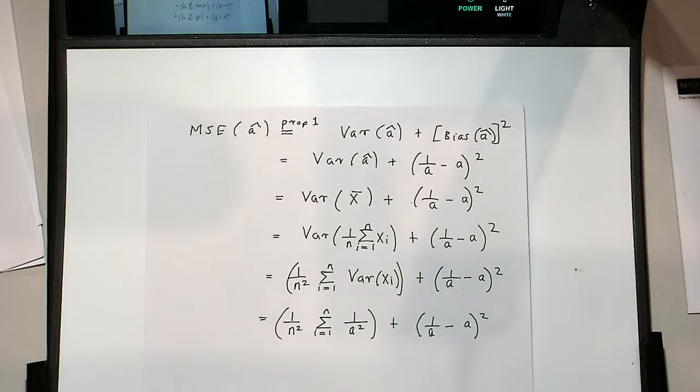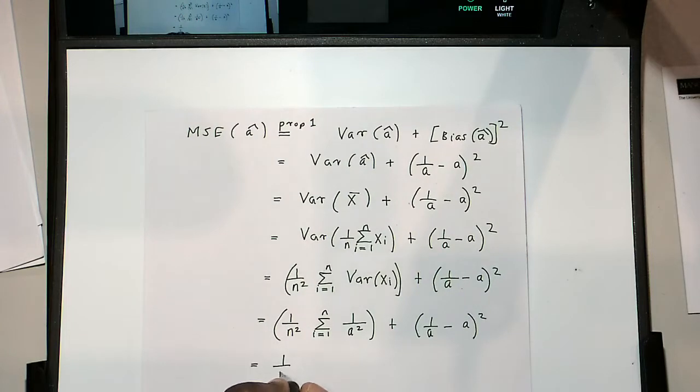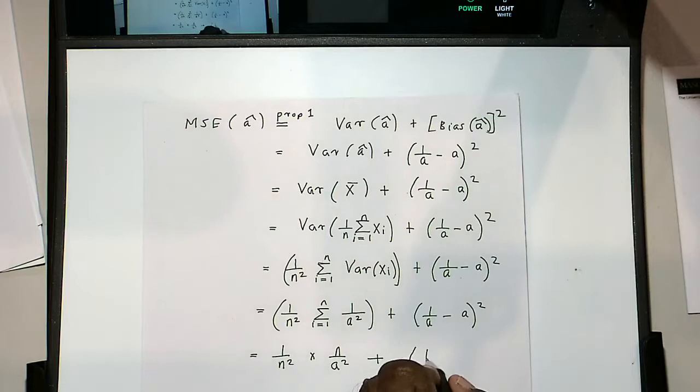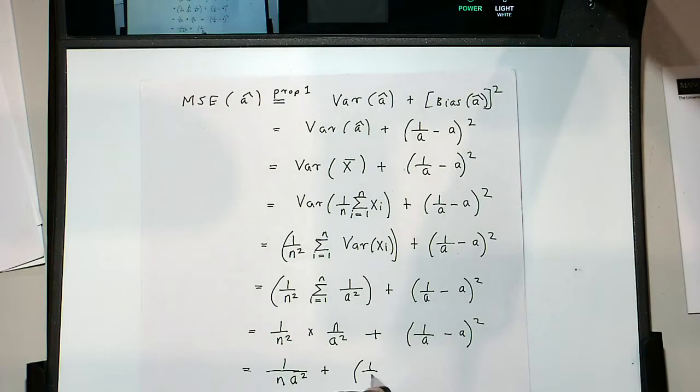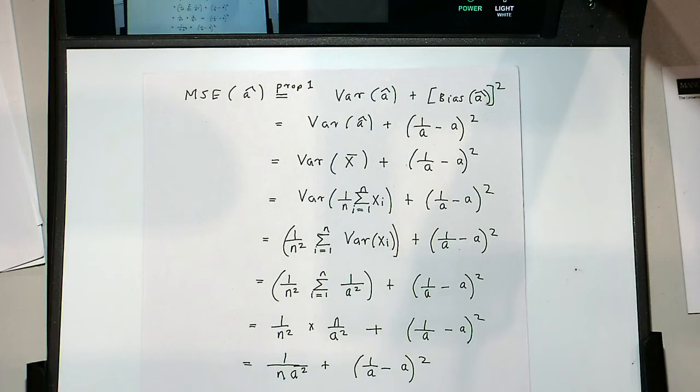So this will be 1 over n squared. The 1 over a squared is a constant, so this is going to be n divided by a squared plus the bias. I'm doing this slowly, but just in case you have problems following me. I could do this in 2 steps, but I don't want to. All right, so this is what you get for the mean squared error, right? Okay.